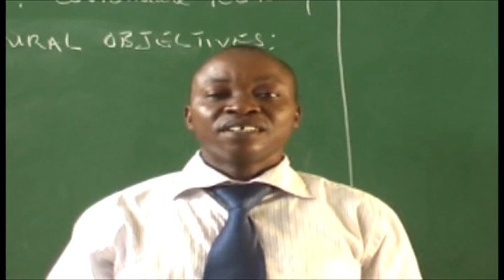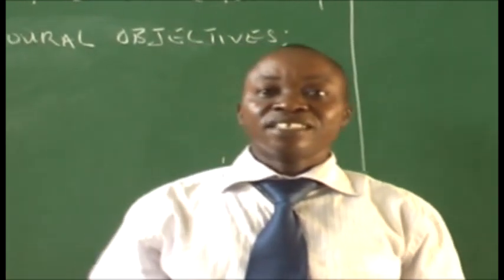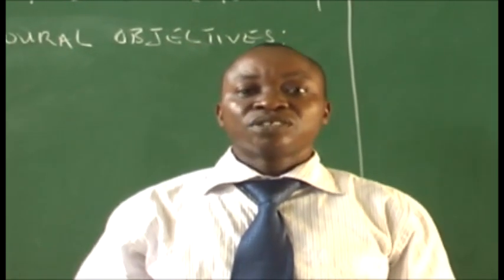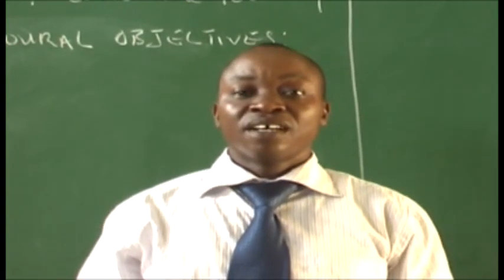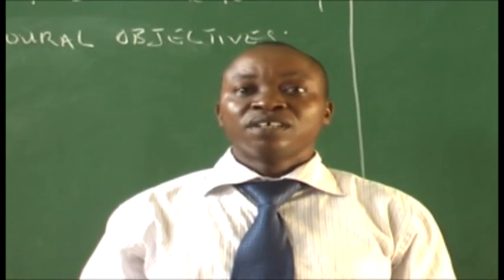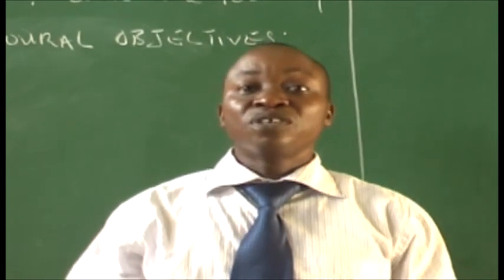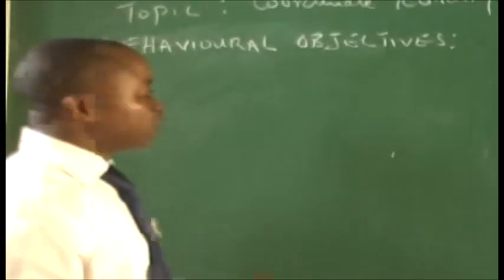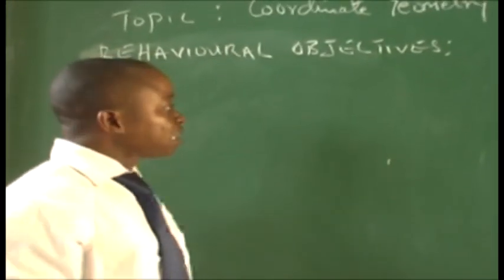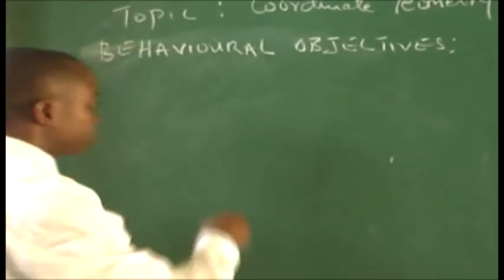The students should also know the gradient of a line. They should also know the angle between two intersecting lines. They should also know the collinear points, what we call collinear points. These are the objectives. Now, let's look at the Cartesian coordinate plane.